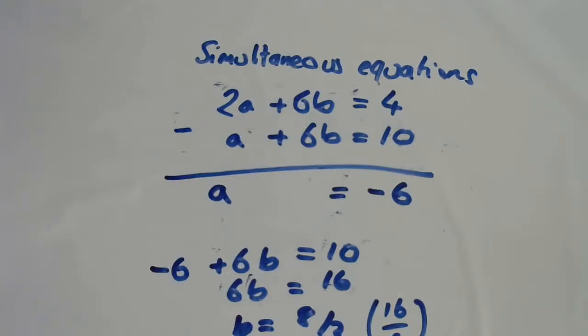How do you get minus 6 and not plus 6? Because 4 minus 10 is minus 6. 4 minus 10 is minus 6, my dude. It's not 10 minus 4, it's 4 minus 10. Do you understand that?